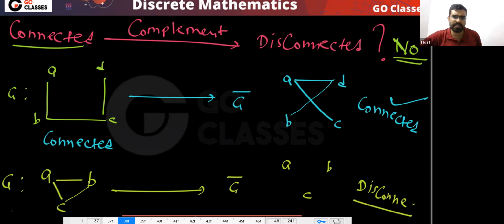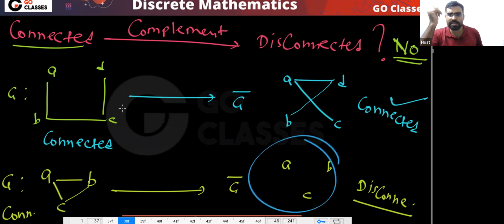G complement will be disconnected. And this is your connected graph. So what can I say finally? I can say for a connected graph, the complement will be either connected or disconnected. Yes, correct. And what about a disconnected graph?